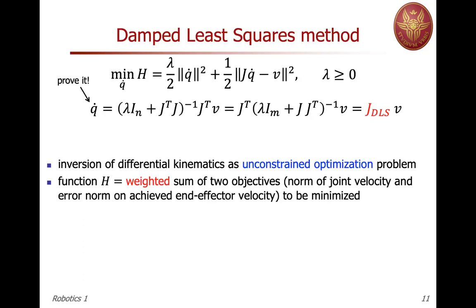And I would like you to prove that this is the result. How would you get this formula? There are, in fact, two expressions of this formula. How do you get the first one? So lambda times the identity matrix of dimension n, if n are the joints of the robot, plus J transpose J, everything to the minus 1 times J transpose times V. How do you think you would get this type of result?